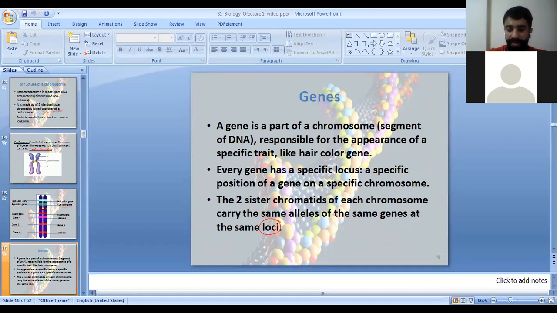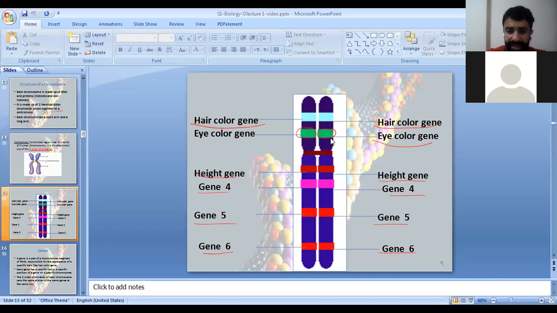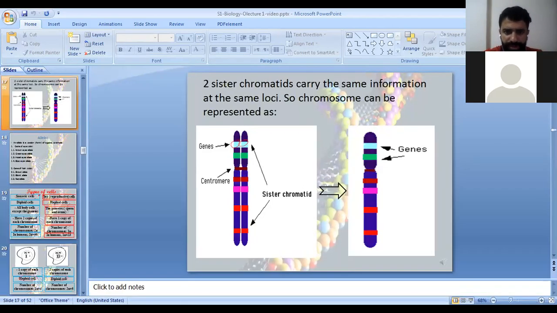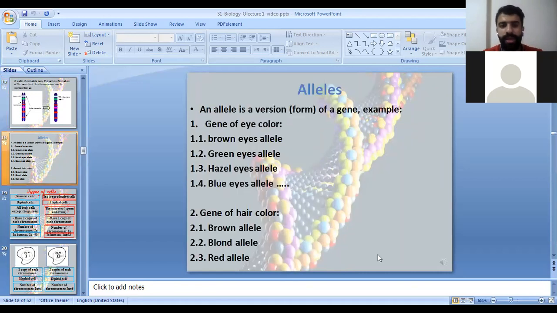The two sister chromatids, as seen here, carry the same gene at the same loci. For example, they have the hair color gene here, and they have it also at the same position here. This is called the locus, the position. Two sister chromatids carry the same information at the same loci. So a chromosome can be represented as one chromatid or one strand.